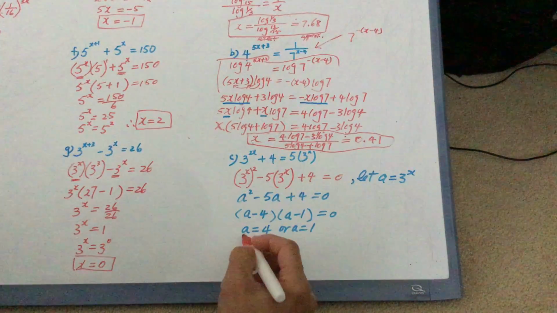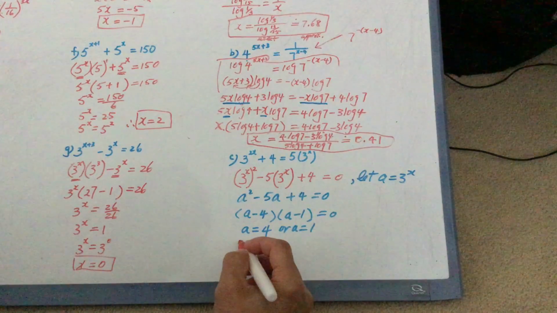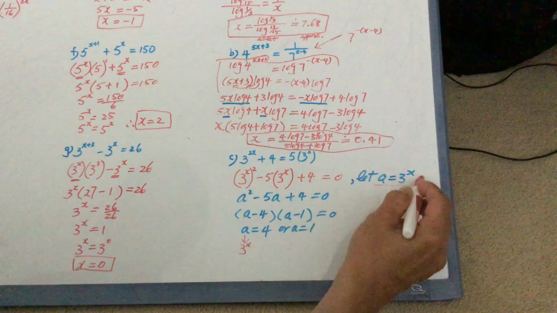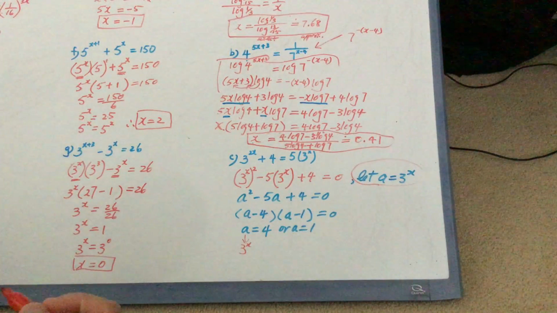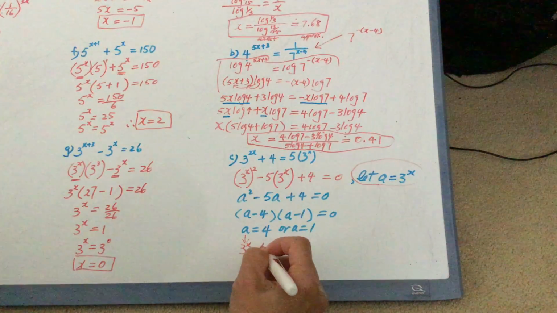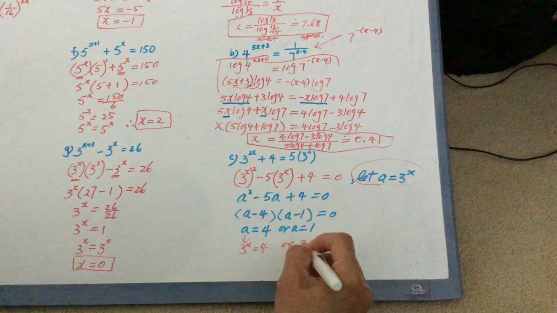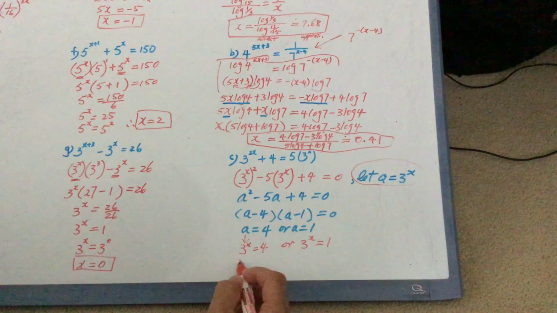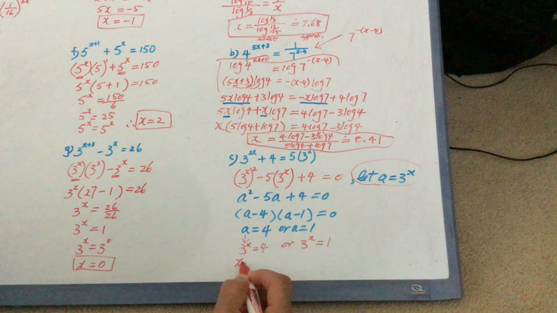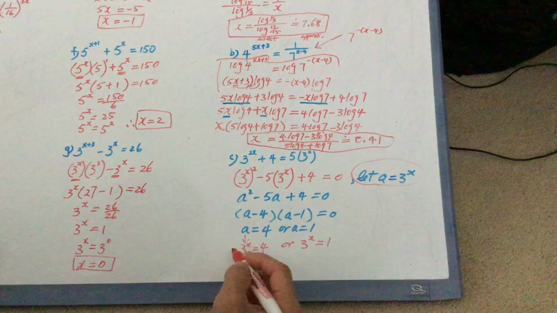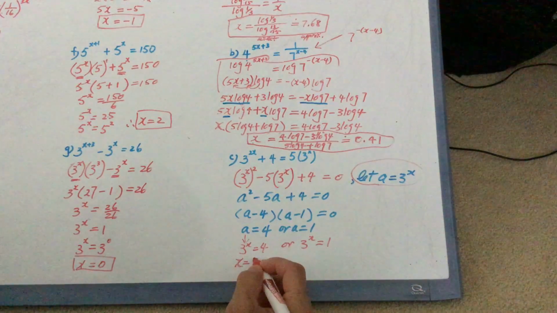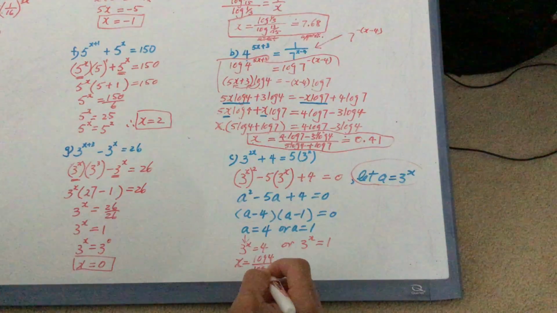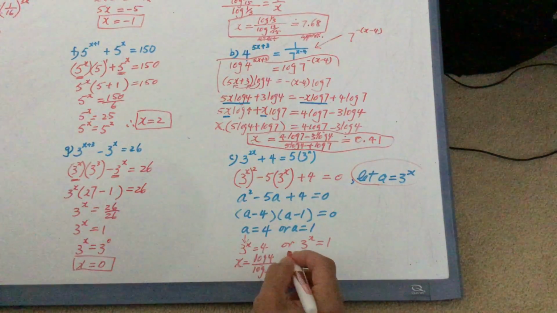Once I know what a is, I can replace a with 3 to the x, because a, in fact, is equal to 3 to the power of x. So when 3 to the x is equal to 4, or 3 to the x is equal to 1, I can solve for x by using the log methods. Taking the log of both sides, x is equal to log 4 divided by log 3 for this part.